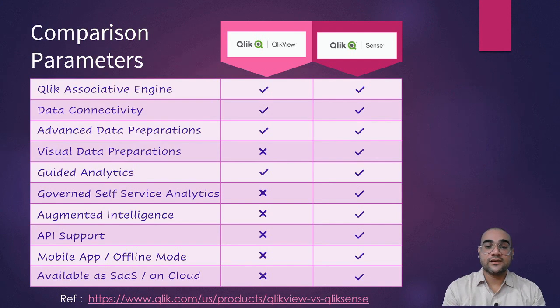So this is comparison between ClickView and ClickSense. You can observe that ClickSense provides variety of new functionalities that ClickView does not have. But there are so many other functionalities that current version of ClickSense does not have, but ClickView has. So let's look at those missing functionalities.